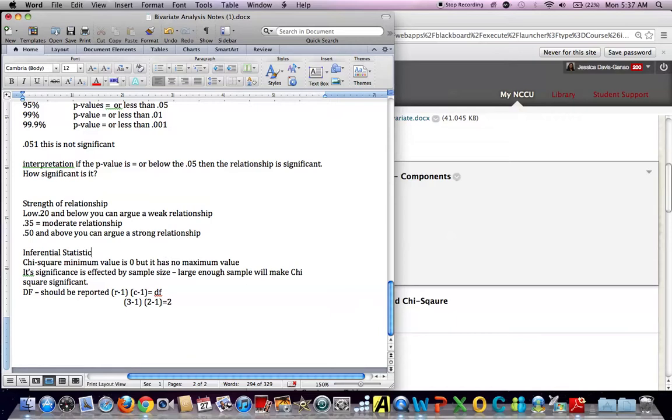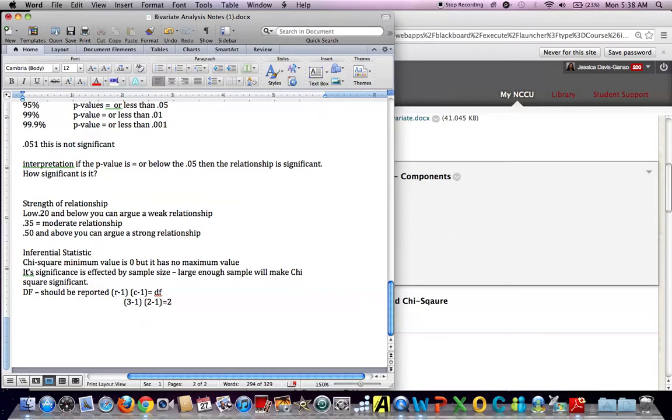Its significance is affected by sample size. So the larger your sample size is, the more likely it will make chi-square significant. And that's why the sample statistic is very important, because if the sample statistic is not significant, then regardless of the fact that the chi-square is significant, it doesn't matter, because the sample statistic first must be significant, because it is not affected by sample size, before you can then infer that relationship to the population.